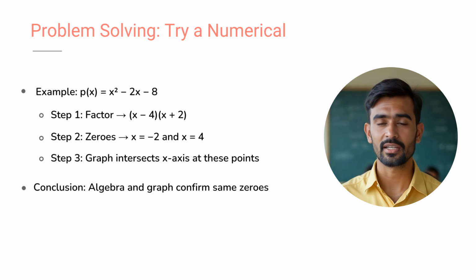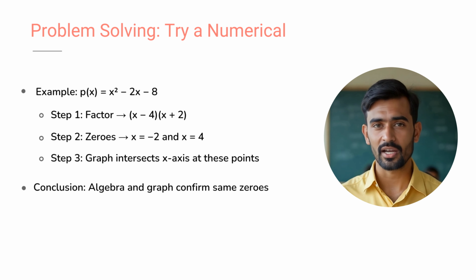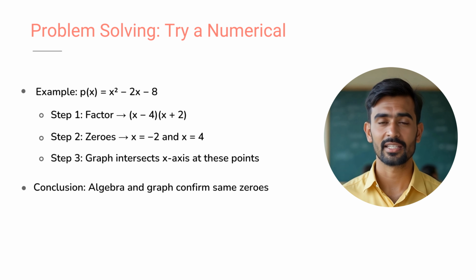Step 2. Find the zeros, set each factor to 0. x - 4 = 0, so x = 4. x + 2 = 0, so x = -2. So, the zeros are x = -2 and x = 4. Step 3. Visualize it. On the graph of y = x² - 2x - 8, the curve will intersect the x-axis at x = -2 and x = 4. Those are the points where the polynomial becomes 0.